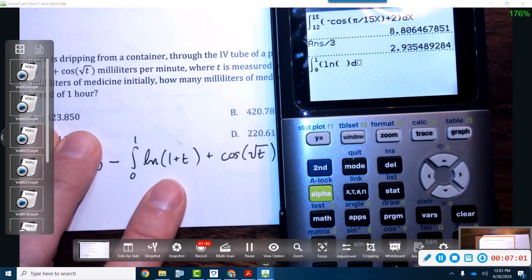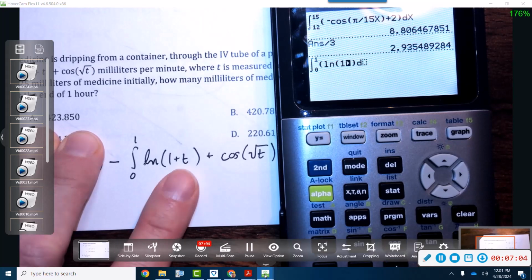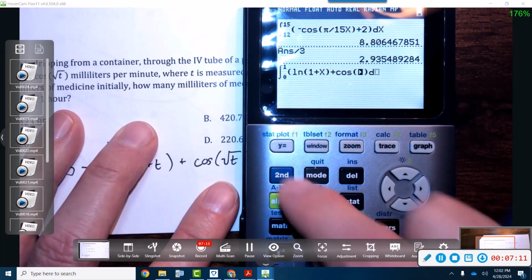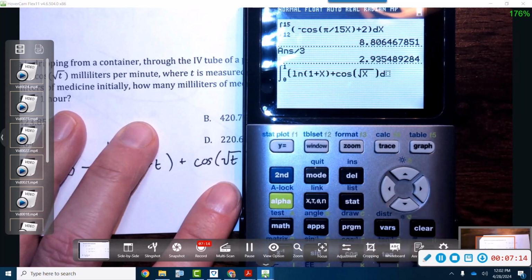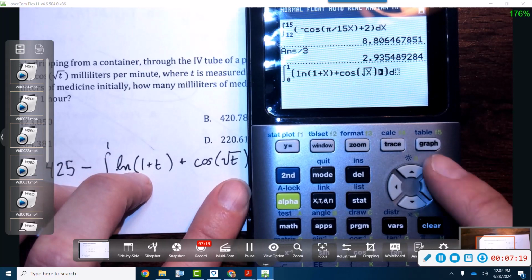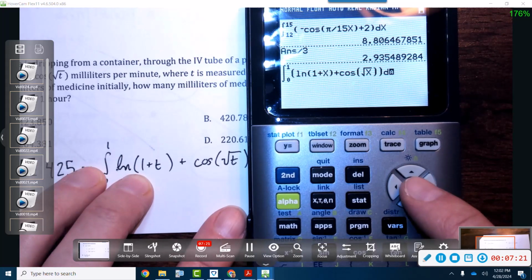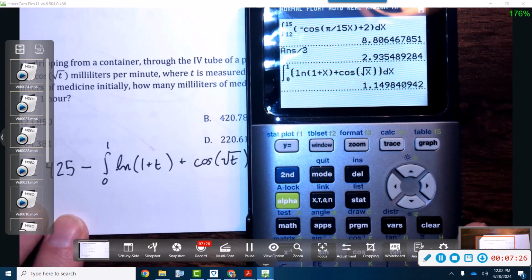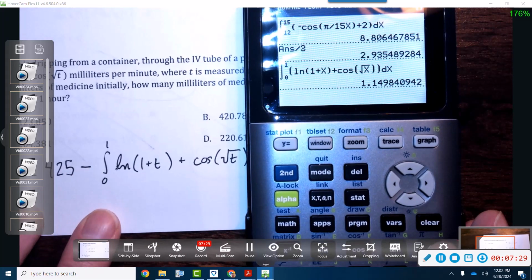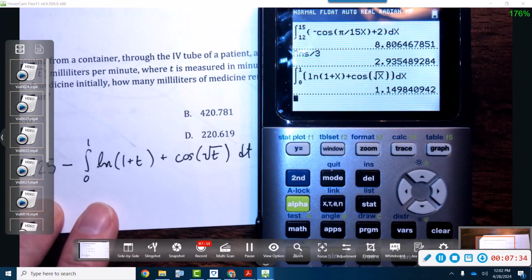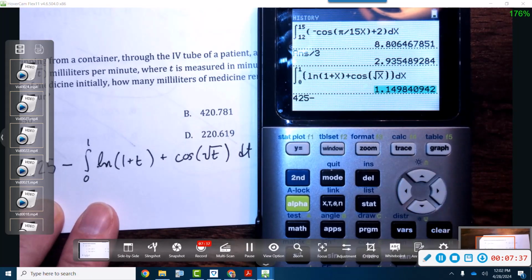We got the ln of parentheses 1 plus x, close parentheses, plus cosine. Who figured this out? It's pretty wild that somebody took the time to figure out that this function looked like this. Okay, then there's the big parentheses there, and we're going from x. And that looks like 1.149. So take 425 minus that much.